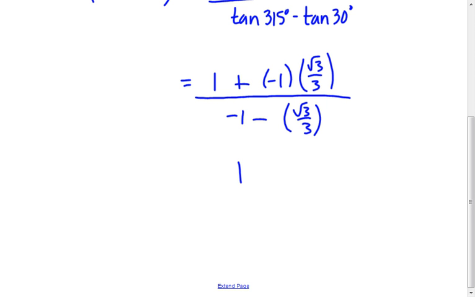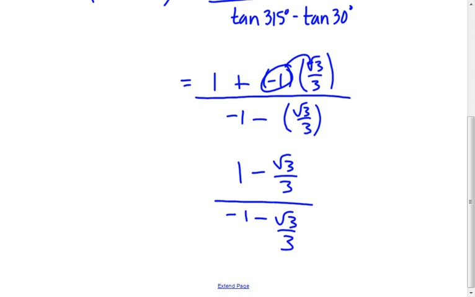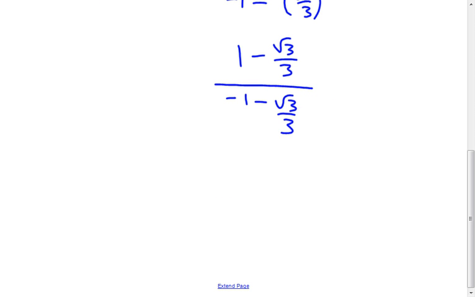So this is what I have. Negative 1 times root 3 over 3 obviously will create negative root 3 over 3. And then on the bottom I have this. Lots of people will look at this and go, oh, well, that's easy, it's negative 1. But the problem is the 1 right here and the negative 1 right here are opposites of each other, but these are both minuses. So the answer is not negative 1.